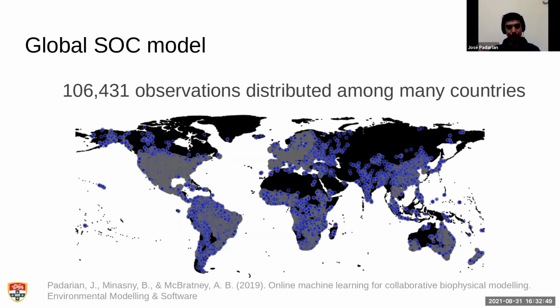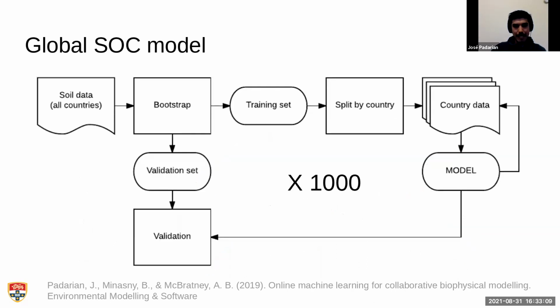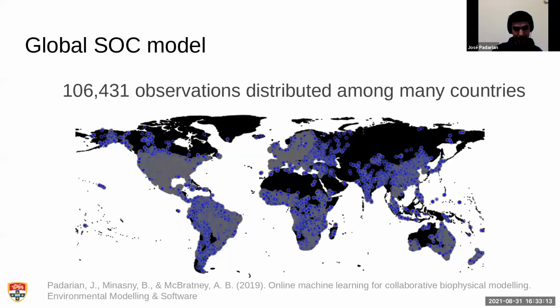And obviously, to do things like assessing soil organic carbon or any other natural resource in the world, you need a lot of information. So the more data, the better. And so this is a potential solution to use this data in, let's say, a private way without actually sharing the data. So we did a simulation with this dataset of over 100,000 soil observations among many countries.